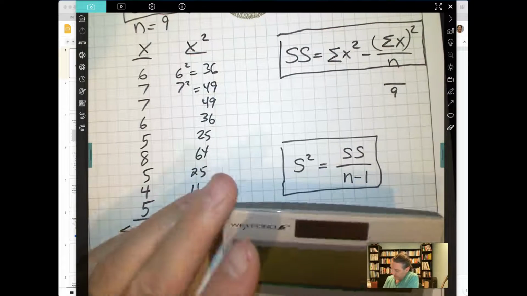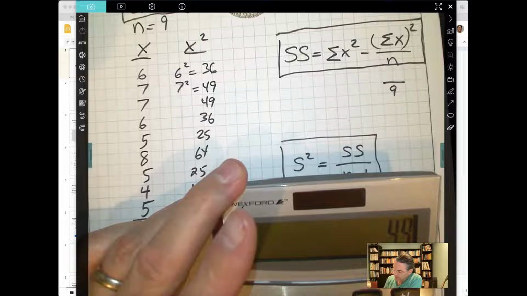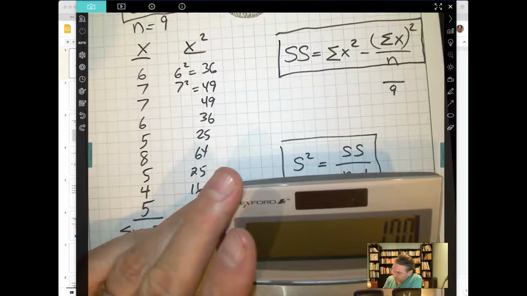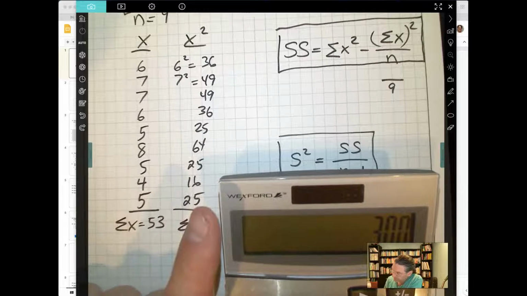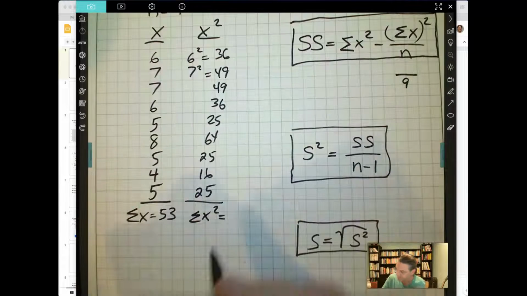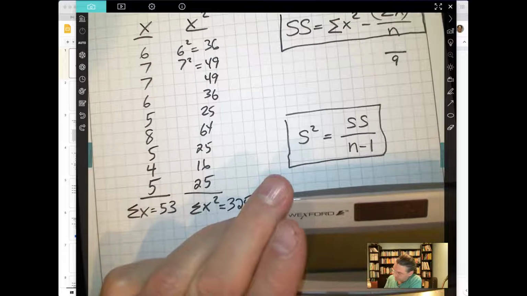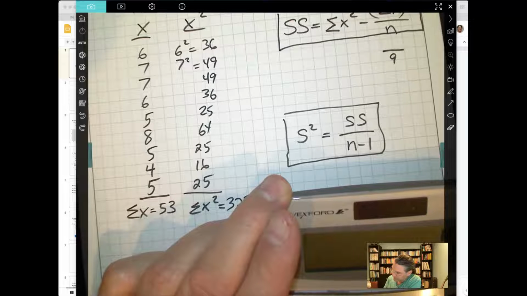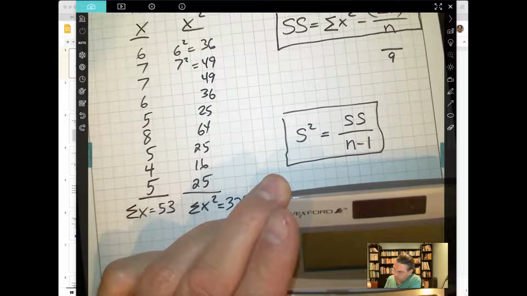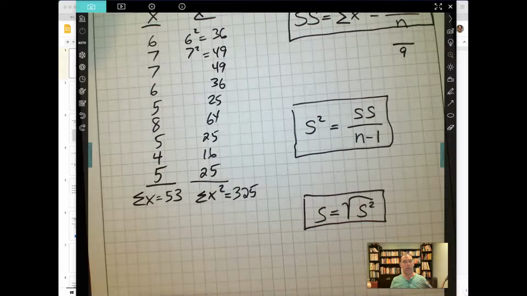So again, I'm going to use my calculator. 36 plus 49 plus 49 plus 36 plus 25 plus 64 plus 25 plus 16 plus 25. 325. Now, I'm going to double check that. 36 plus 49 plus 49 plus 36 plus 25 plus 64 plus 25 plus 16 plus 25. 325. Okay, I'm feeling pretty good about these numbers.